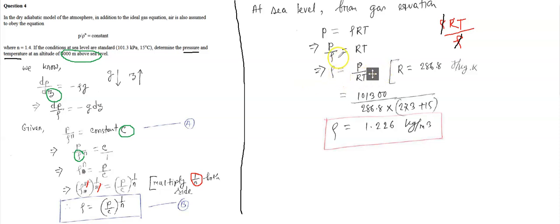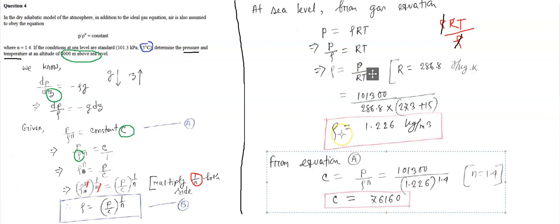So if we do more simplification, we say rho equals P over RT. We know P equals 1013, we know the gas constant, and the standard temperature is 15 degrees centigrade, so 273 plus 15. If we do the calculation, we get the density as 1.226 kg per meter cubed. So now we have the density at sea level: 1.226.